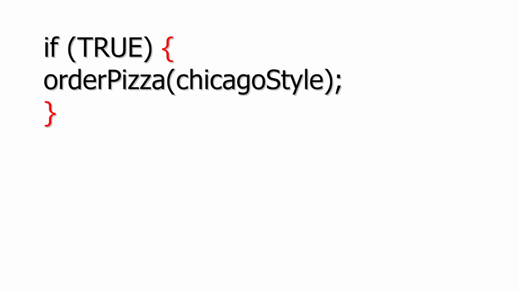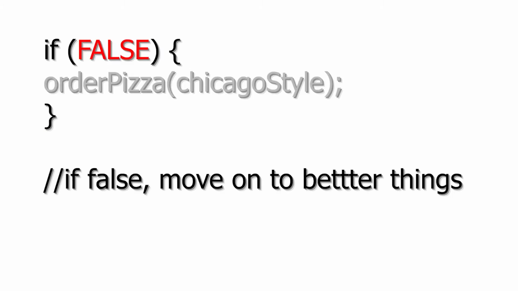So we'll start by writing an if, and then parentheses. Inside the parentheses, we'll put a conditional statement that can be eventually simplified into one of two states, either true or false. If it simplifies to true, then all the code contained in the curly brackets immediately following will run. If the condition simplifies to false, then the computer will simply skip that section of the program. So let's run through an example.